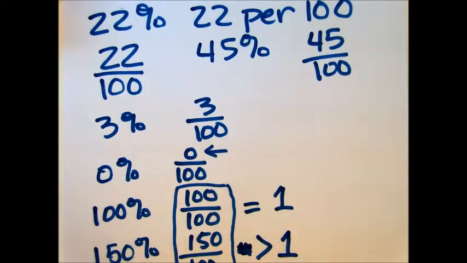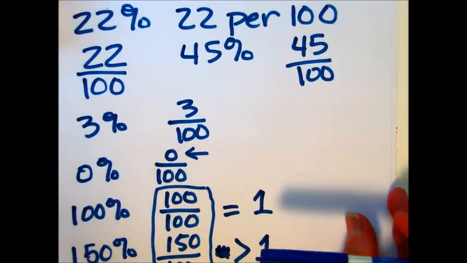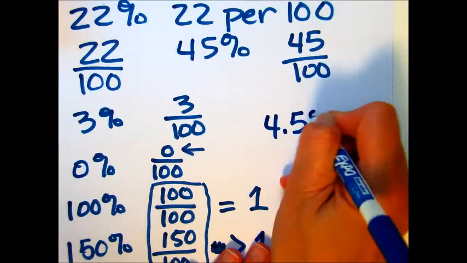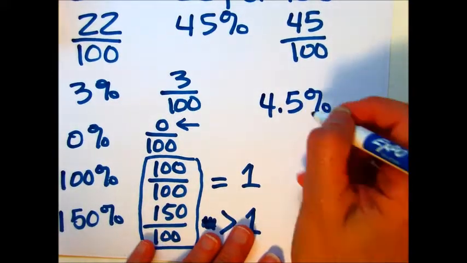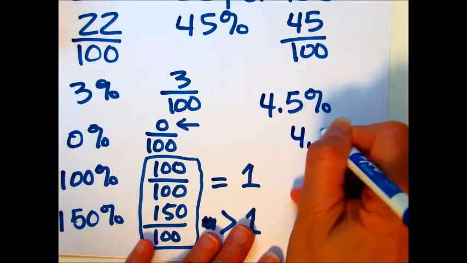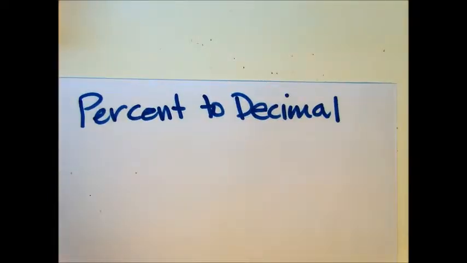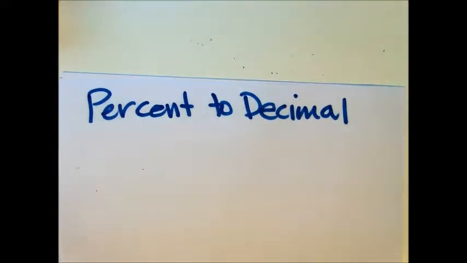Okay, let's move on to, I want to do one more example. Let's say we have 4.5%. Okay, again, we're just going to write this part as the numerator, 4.5 over 100. Now, in these problems, I'm going to present to you the long way, and then, of course, the short way. And if you understand the long way, it's okay to use the short way.